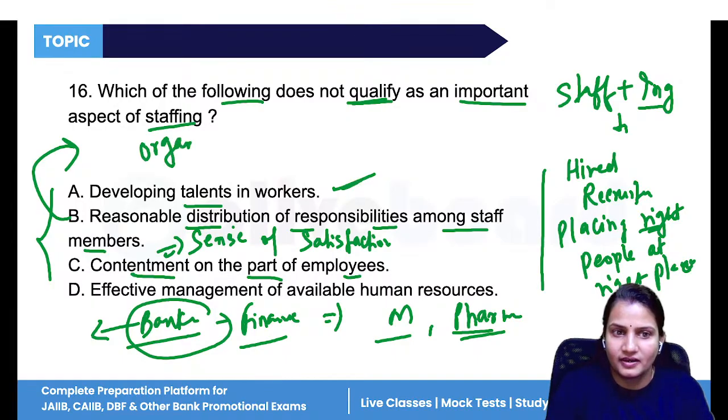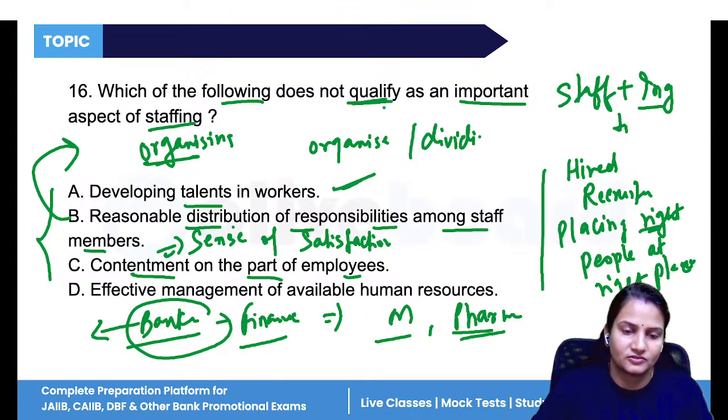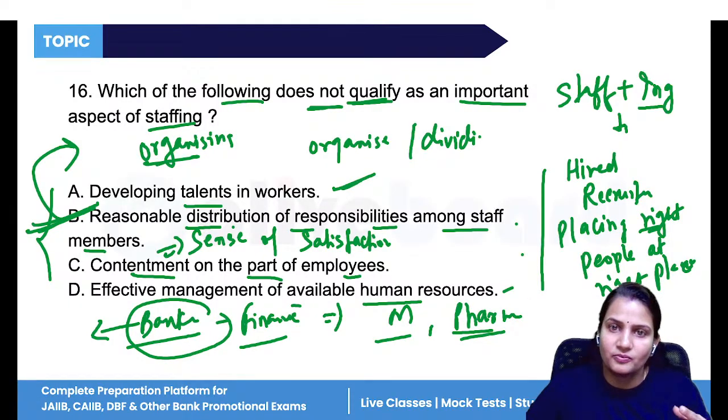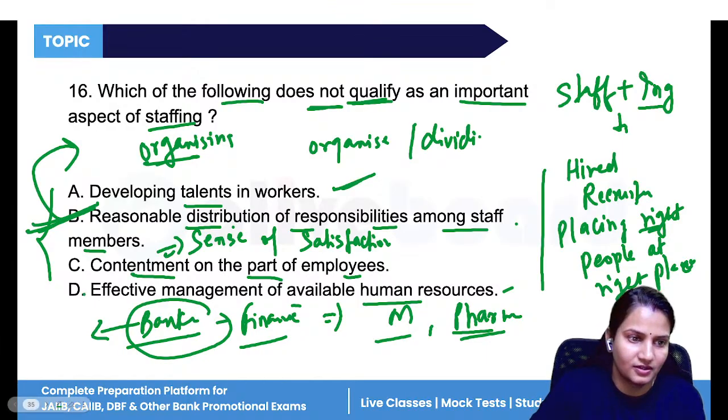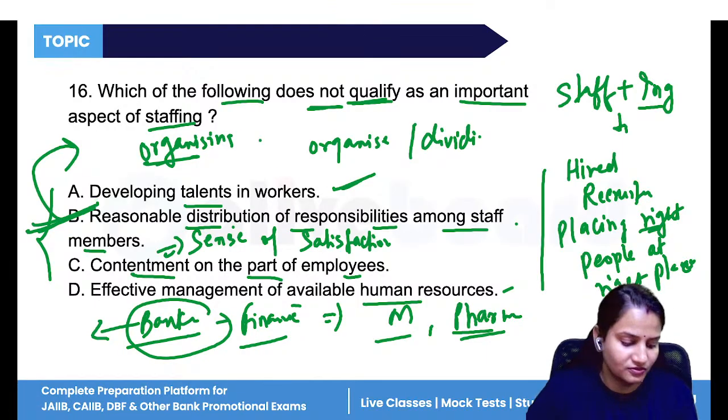organizing. In organizing, we have seen that we organize and divide activities. Identification and division of work is part of organizing. So this does not qualify, so option B. Now let's read the other statement. Effective management of available human resources. Yes, if human resources are there, a good manager is also required to manage them. So all the other options belong to staffing.